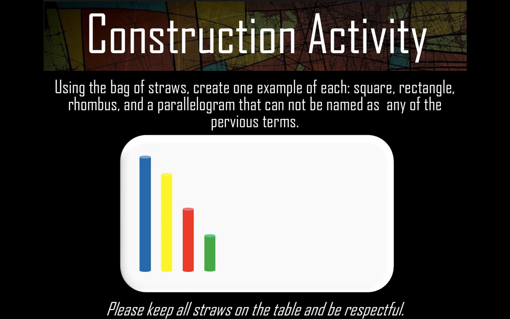Okay, so it says use the bag of straws, create one example of each: a square, a rectangle, a rhombus, and a parallelogram that cannot be named as any of the previous terms.